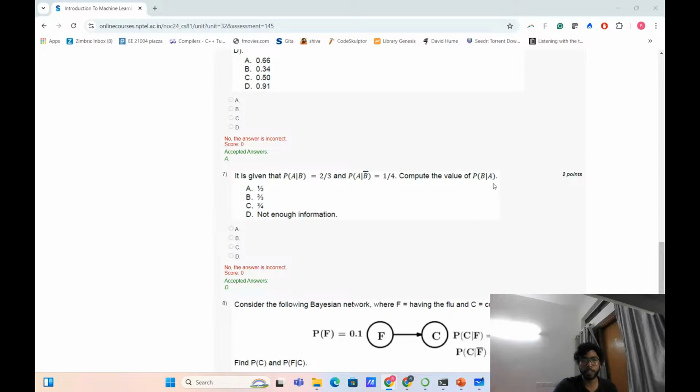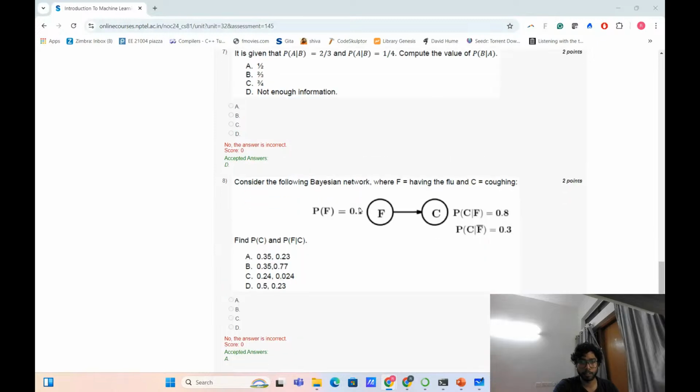So for example, P of B given A is P of A given B times P of B divided by P of A. So P of A you can calculate as P of A given B plus P of A given B bar, just by conditional probability. Sorry, it's law of total probability. But you cannot calculate P of B. P of B is not given. So that's why there is not enough information.